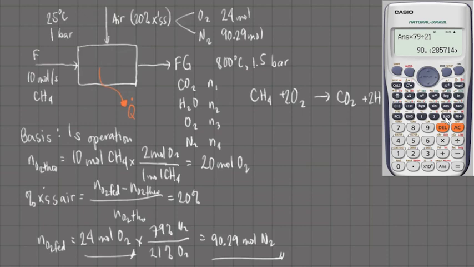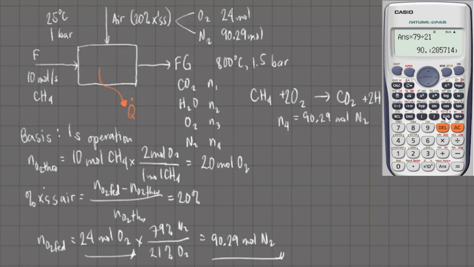Nitrogen here is considered inert unless it's specified that nitrogen reacts to form NO2 and other nitric oxides. If it's not specified, then we are to assume that it is inert. Therefore, we say that N4 is also equal to 90.29 moles of nitrogen. For N1, N2, and N3, we can perform atomic balances or elemental balances to determine their values.